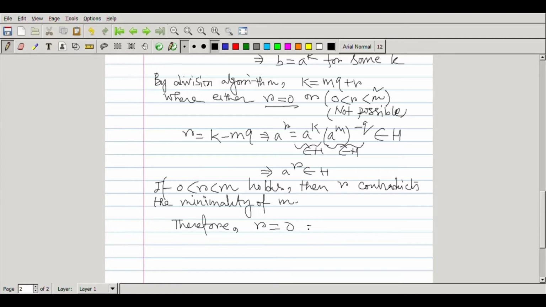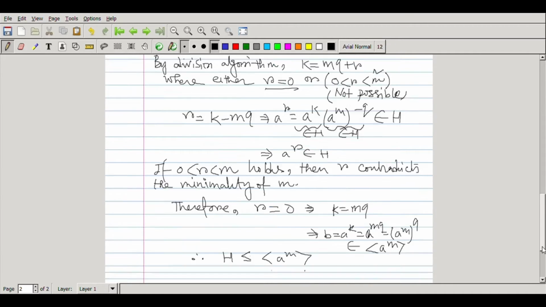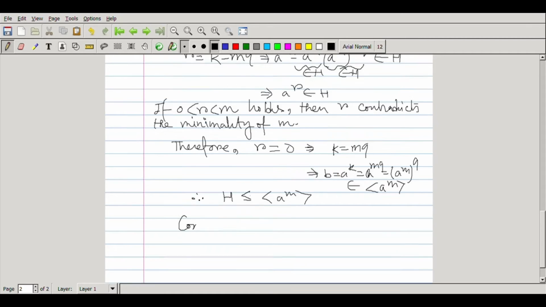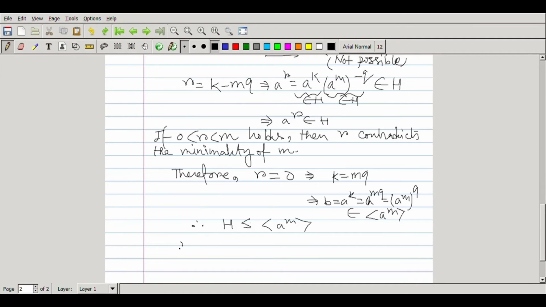This implies k is equal to mq. Therefore, b is equal to a to the power k, which is equal to a to the power mq, which is equal to a to the power m whole to the power q, and is in the cyclic group generated by a to the power m. Therefore, H is a subgroup of the cyclic group generated by a to the power m. Combining these two parts, we get H is equal to the cyclic group generated by a to the power m.